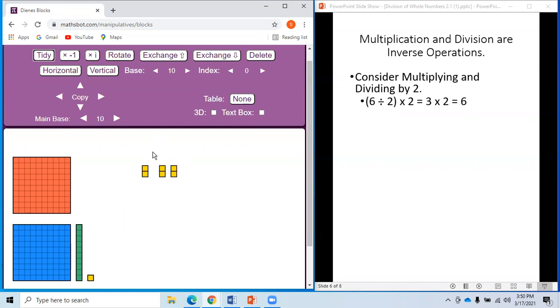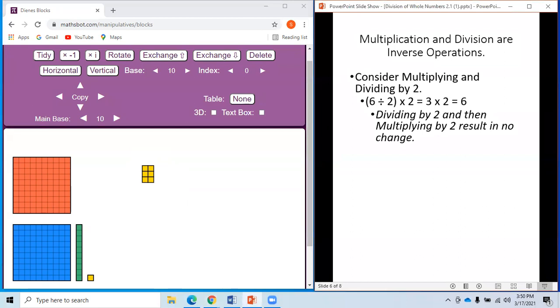But now I want to multiply the 3 by 2. So let's put this back together. And we're just moving the blocks. And now I have 3 times 2, which is equal to 6. Dividing by 2 and then multiplying by 2 results in no change.